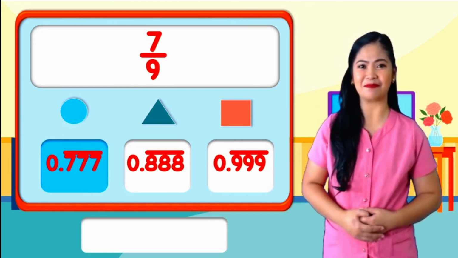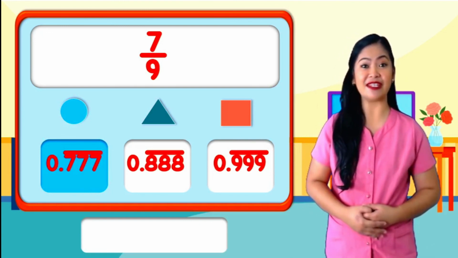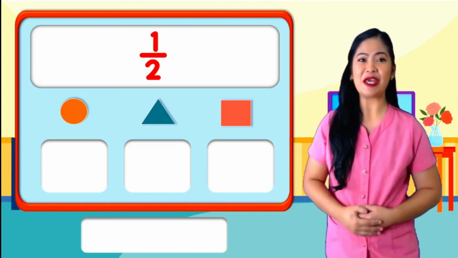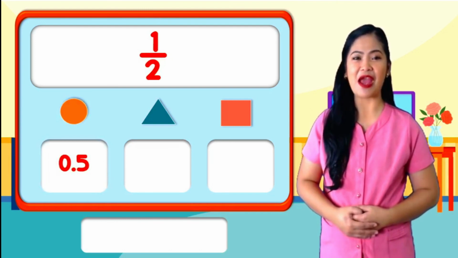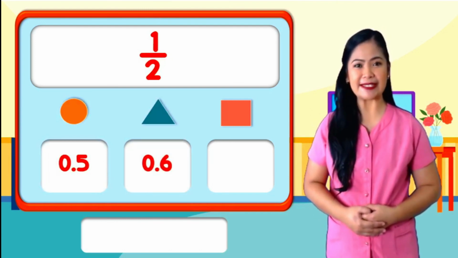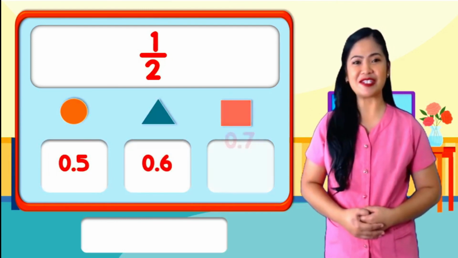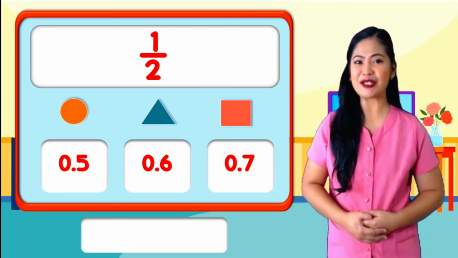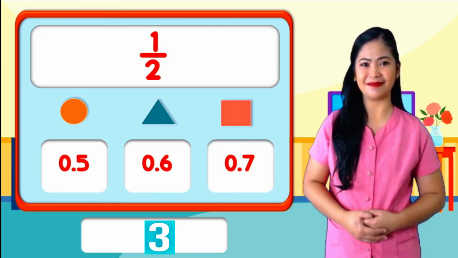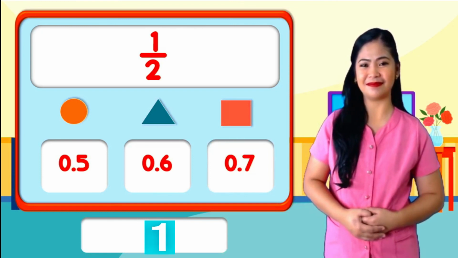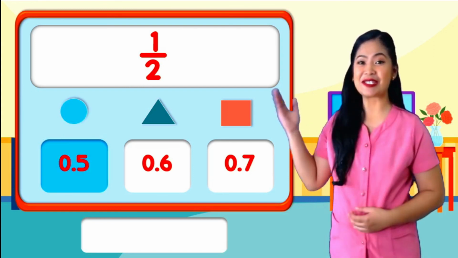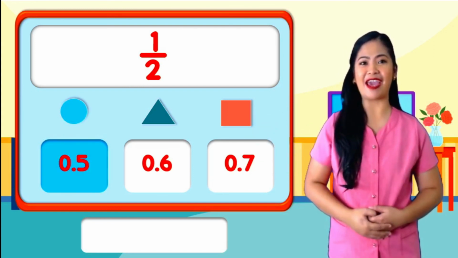0.777 repeating. This time, let us have the decimal form of 1/2. For circle, you have 0.5. For triangle, 0.6. For square, 0.7. Is it circle, triangle, or square? Of course, the correct answer is circle, 0.5.